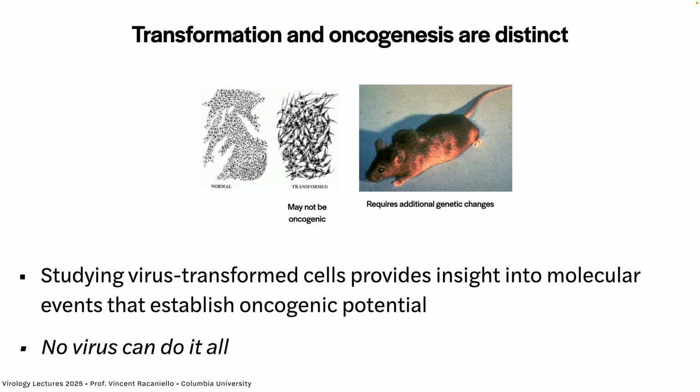They are distinct. Transformation just says a cell line has become immortal. But sometimes if you take that transformed cell, so on the right, and inject it into a nude mouse, you have to use a mouse without an immune system, because most of the time when you put cells in a mouse, it will reject them. But if you put it in a nude mouse, sometimes the transformed cells will cause a cancer. That needs, as I've just said, other genetic changes in addition to transformation, about a dozen, for that to happen.